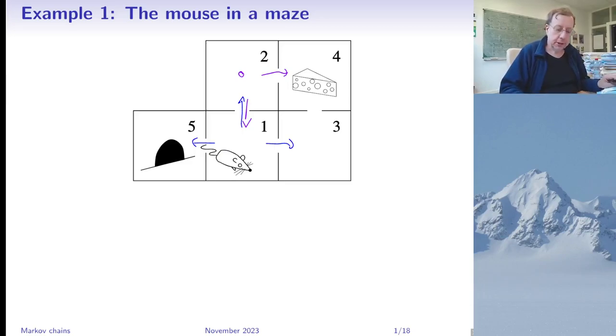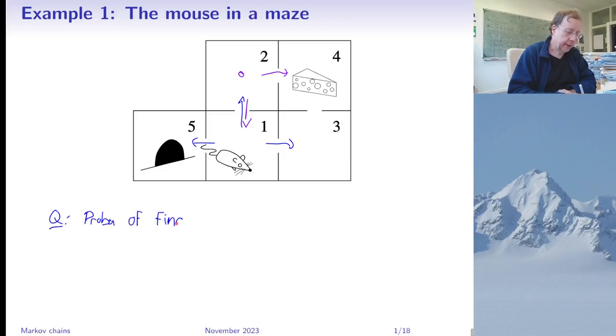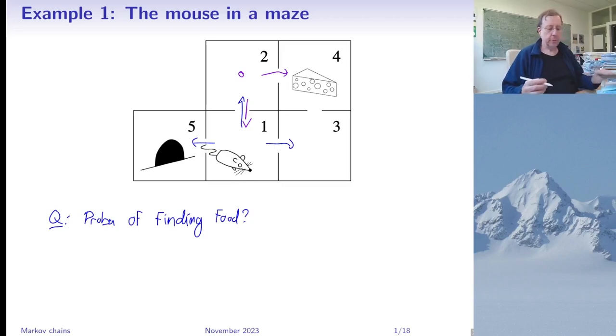And the questions we are going to ask are the following. So the main question is, what is the probability of the mouse finding the food before it returns to its den? Right, because the way we describe the process, well, the mouse is maybe going back and forth a few times, and at some point it will either find the food or its den, and then it will stay there.